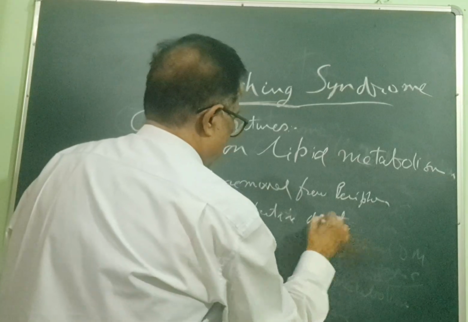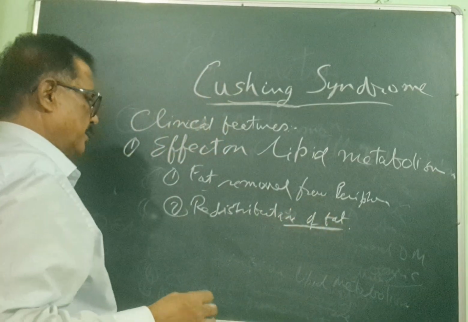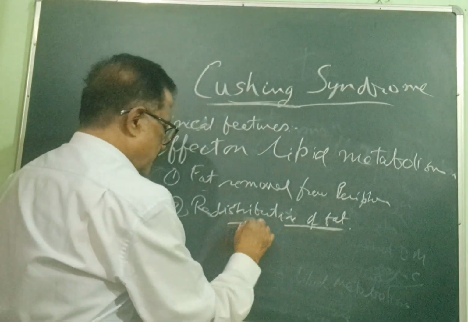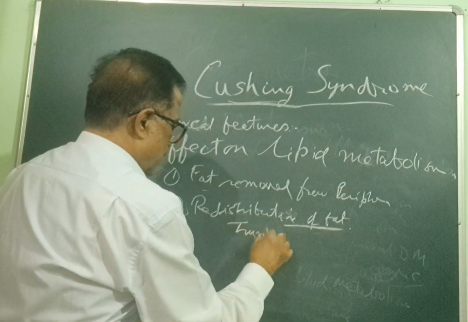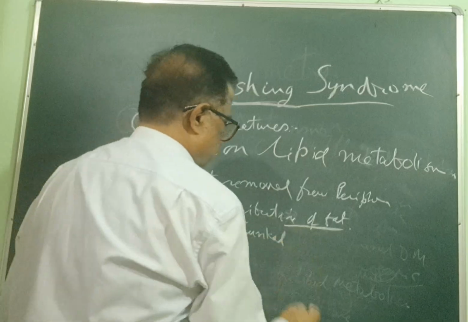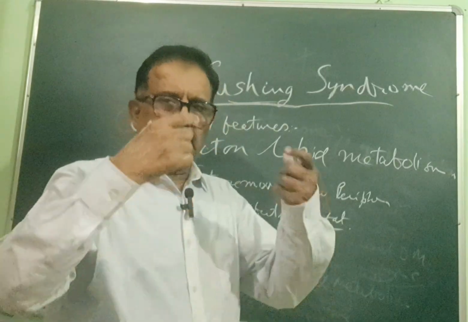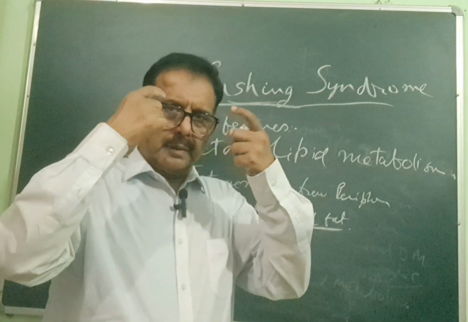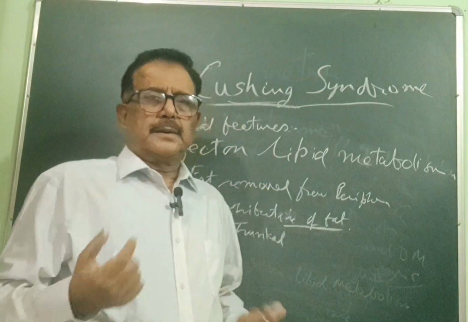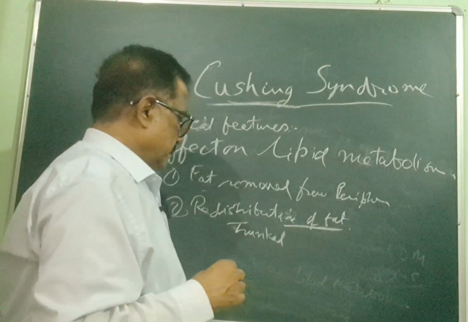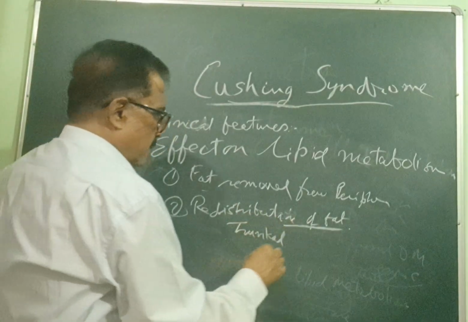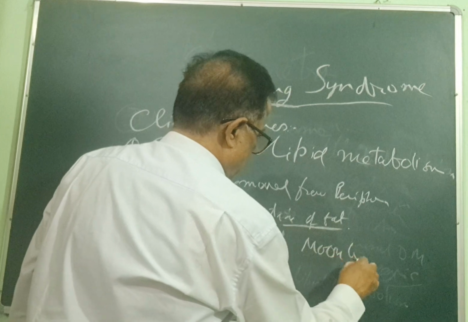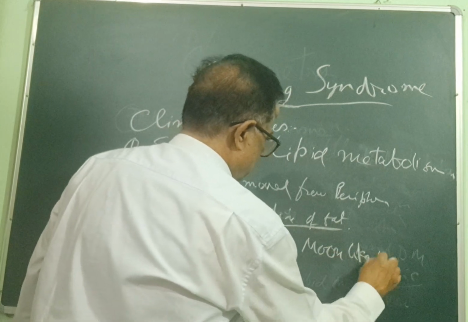This redistribution of fat is in centripetal or truncal distribution. Truncal distribution means fats are deposited in centripetal form, that is in midline. What is the effect? Moon-shaped, moon-like face.